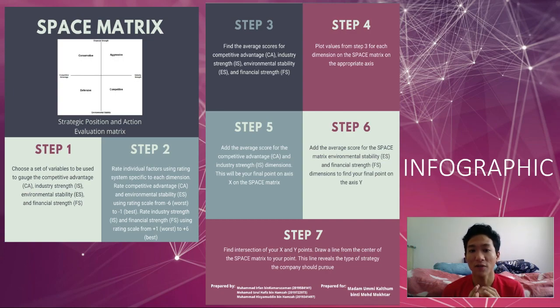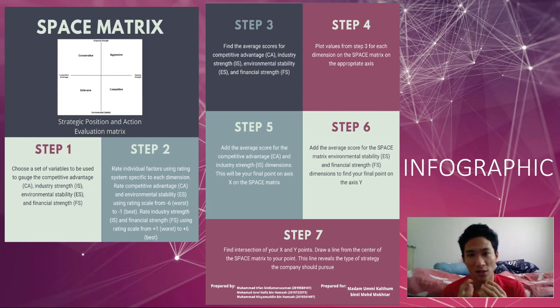We have 7 steps. These 7 steps will be presented by Israel and also Hishamuddin. So I will present to you about the diagram. SPACE is called the Strategic Position and Action Evaluation matrix. What is the diagram of the SPACE matrix? We have 4 quadrants here.